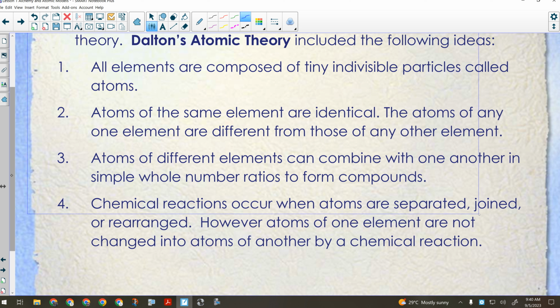Atoms of the same element are identical. Atoms of different elements are different from those of other elements. Now, here's what we mean by that. Every oxygen atom will have 8 protons and 8 electrons. The number of protons is in fact what determines the physical and chemical properties of a particular element. So his second point basically says that atoms, while the smallest particle, are different for every element, and that's why different elements have different properties.